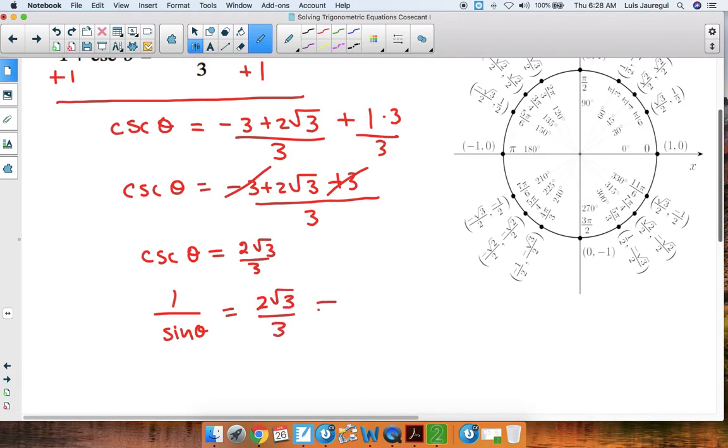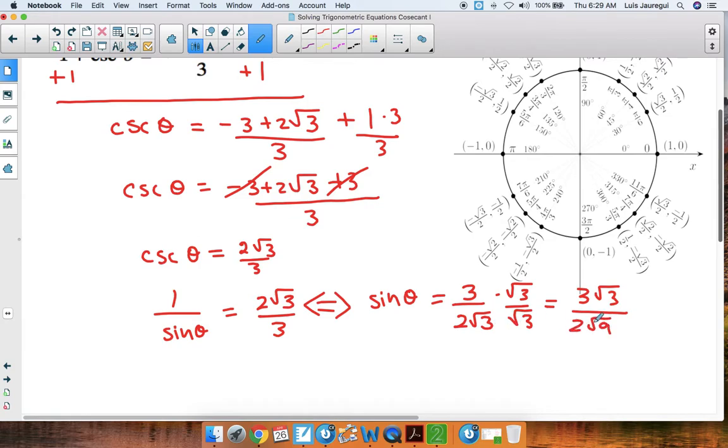And now we can definitely take the reciprocal of both sides of the equation. So the reciprocal of 1 over sine of theta is sine of theta, and the reciprocal of 2 square root of 3 over 3 is 3 over 2 times the square root of 3. However, notice that the denominator is an irrational number, so let's rationalize that by multiplying by root 3 over root 3. So now this becomes 3 times the square root of 3 all over 2 times the square root of 3 times 3, which is 9. The square root of 9 is 3, and the 3s will cancel, so you get that sine of theta is the square root of 3 over 2.